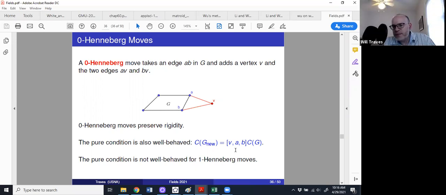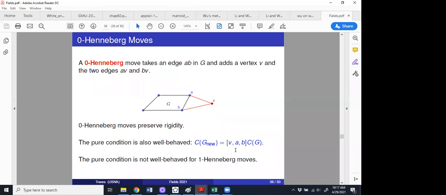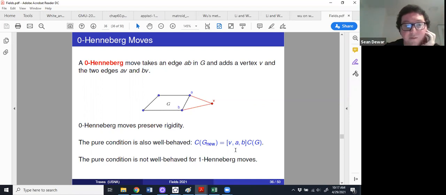And maybe I'll just dodge Sean's question for now because I'm not sure exactly what I mean by when Hennenberg moves. But I guess I mean that an edge split or a result about infinitesimal rigidity in the plane, that it's preserved by these two moves, zero Hennenberg moves and one Hennenberg moves, and that you can kind of build up every rigid graph from essentially a line segment by a combination of these moves.